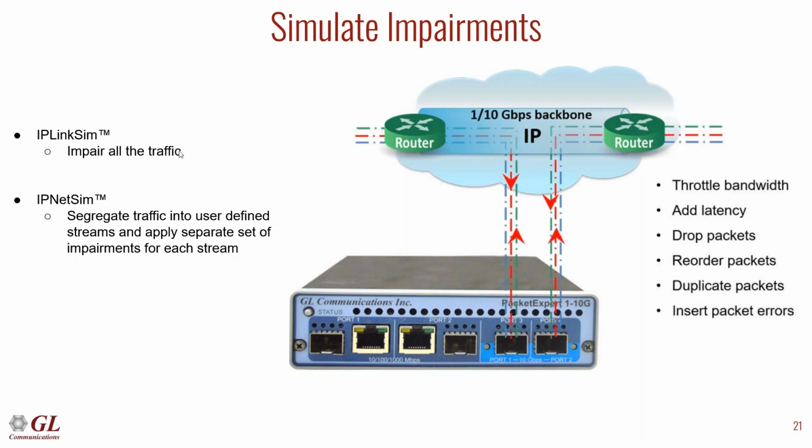You can impair all of the traffic through a module called IP link sim. Or through a module called IP net sim, you can selectively impair the traffic depending on what type of traffic is passing through. So maybe only one type of traffic you want to impair, and other types of traffic you want to let go unimpeded. So you can actually segregate the traffic and apply different types of impairments to the different types of traffic streams.